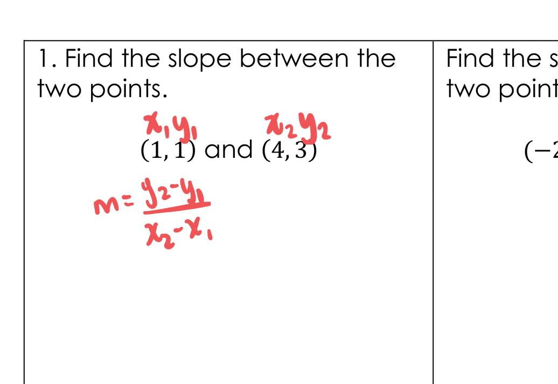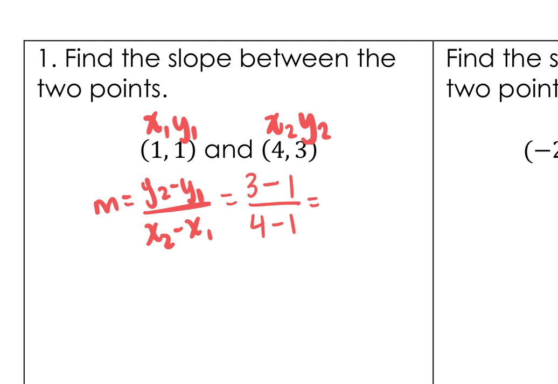All I have to do now is take the numbers that I've labeled y2, y1, x2, x1, and plug them into this formula. So my y2 was 3. So I'm going to plug that in first so that I've got 3 minus y1. And I labeled y1 was 1. So 3 minus 1 divided by x2. And my x2 is 4 minus my x1, which is 1.